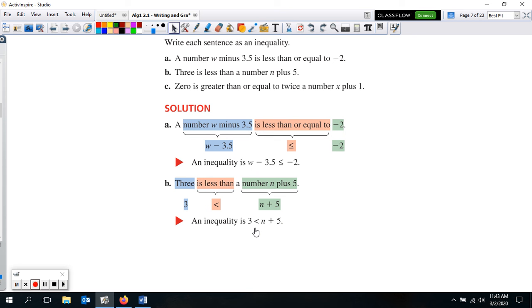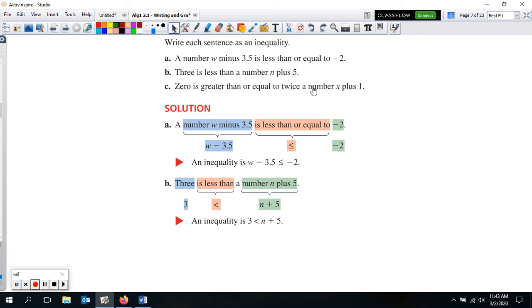You're done. And now the next one, C, where's the middle part? That would be in red here for these. So you got 0 is greater than or equal to twice a number x plus 1. So there's the red part right here. Is greater than or equal to, right there. That's what's red. In front of it's 0.